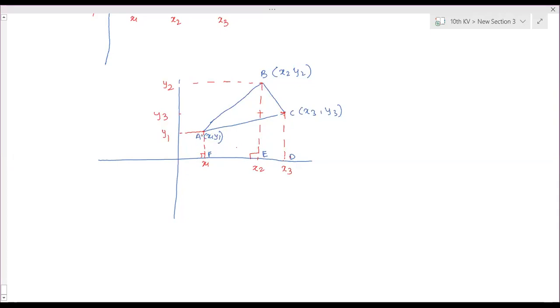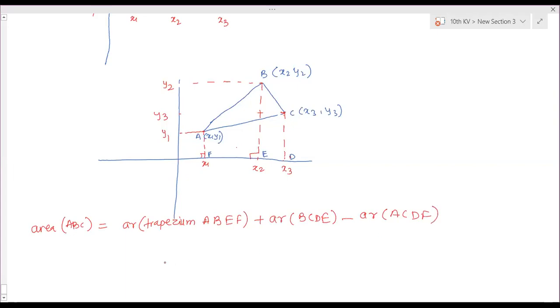Is it clear? Are you able to understand? Yes, ma'am. Area of triangle is equal to area of trapezium ABEF plus area of BCDE minus area of ACDF. So what is the area of a trapezium?